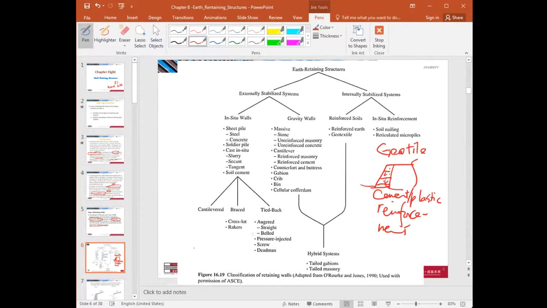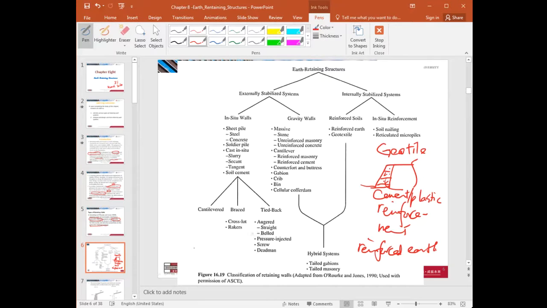So you are going to reinforce the soil, sometimes called reinforced earth, not concrete. That's the internally stabilized. In other words, you are trying to mix the soil together with some sort of reinforcement, whether it is made from cement or plastic material. So that is the internally reinforced, internally stabilized system. Now, of course, this is a very special topic.